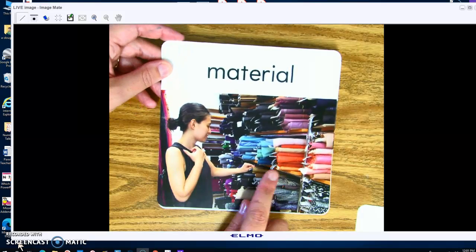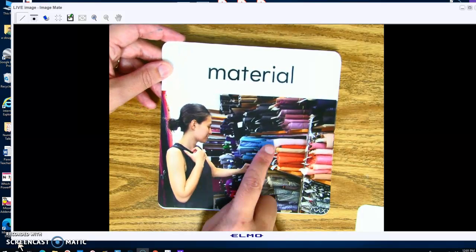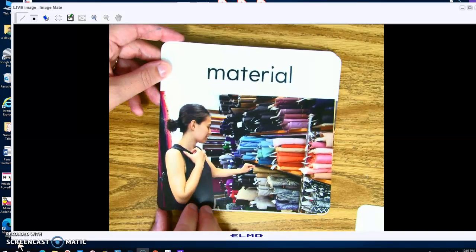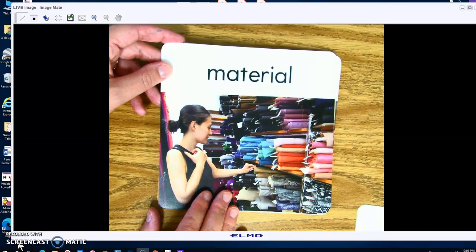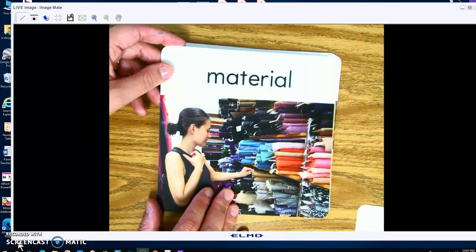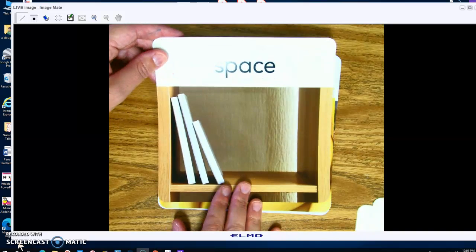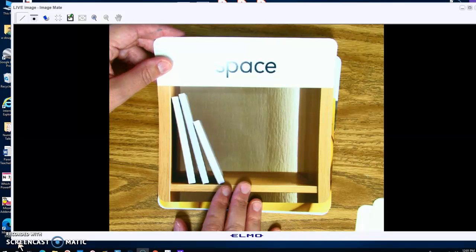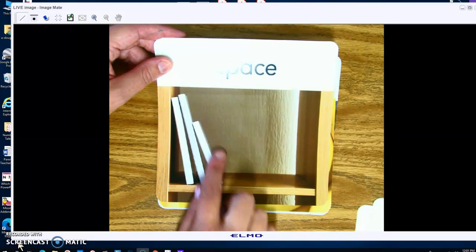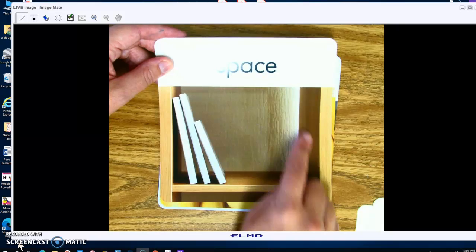Material is something you make clothes out of. So this woman's looking at different kinds of materials, what you make things out of, not just clothes. The material is anything you use to make something. Okay, space. Say space. Space is the amount of air there is around something. So here's some space on the bookshelf.